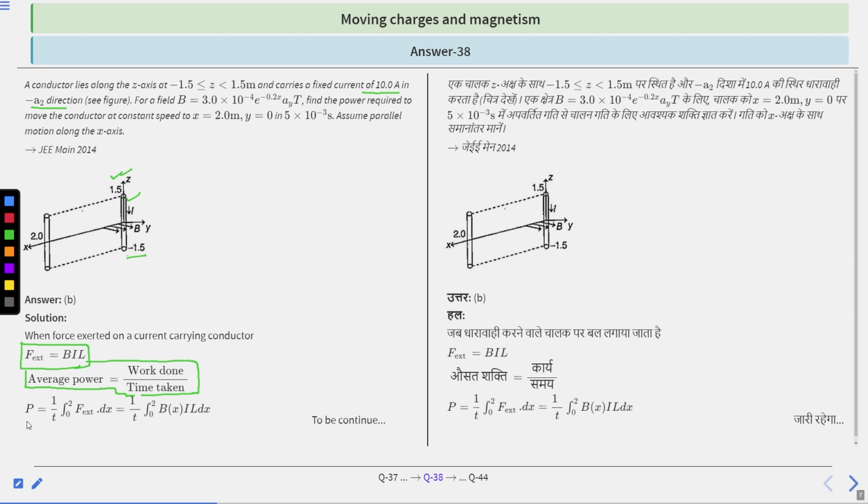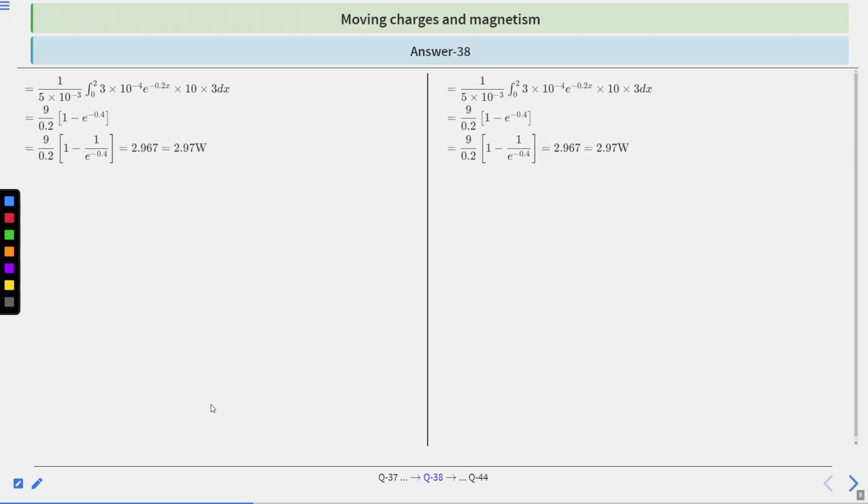So when you solve this equation and integrate this term, you will get the final answer. P equals 1 divided by T, times the integration from 0 to 2 of the integrand dx. Solving this term, you will get the power: 1 divided by 5 into 10 raised to the power minus 3, integration 0 to 2. This is the limit, 0 to 2.